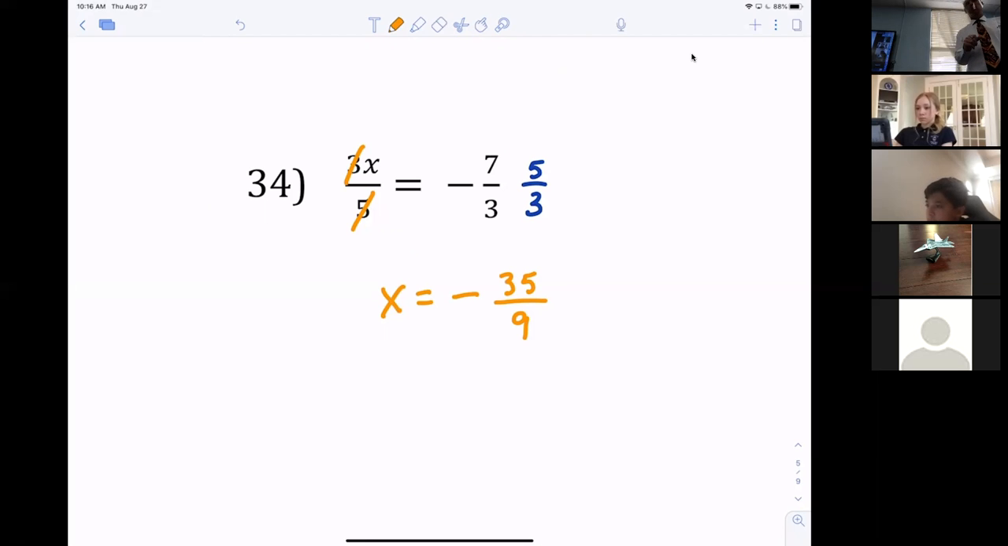It's nice that it was already a fraction over there instead of a whole number. Say that again. I just said it's nice that it was already a fraction on the right side instead of a whole number that you had to convert. All right, here we go.